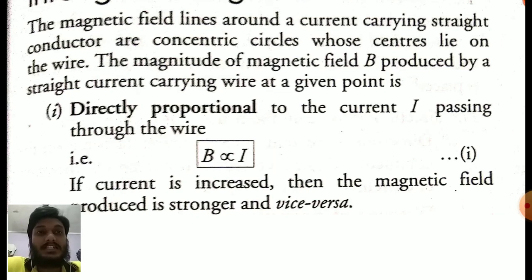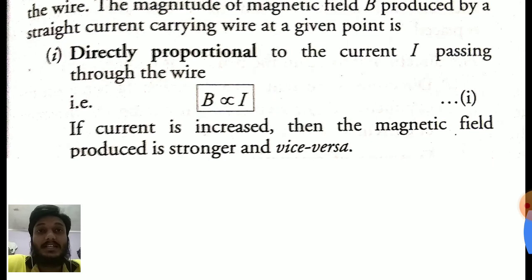See, the current is represented by I. Resistance, you know, represented by R. In the same way, the magnetic field is represented by capital B. So the magnitude of magnetic field produced by, अब जो straight carrying conductor में जो produce होगा magnetic field, that is directly proportional to the current. First, what is the first point? Directly proportional to the current passing.